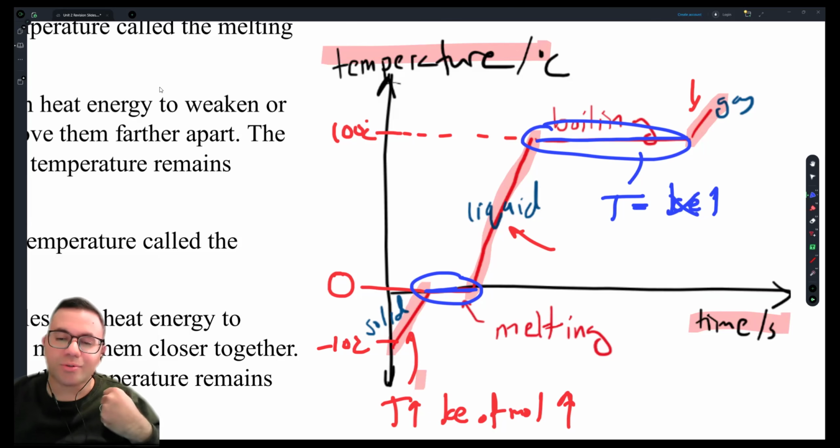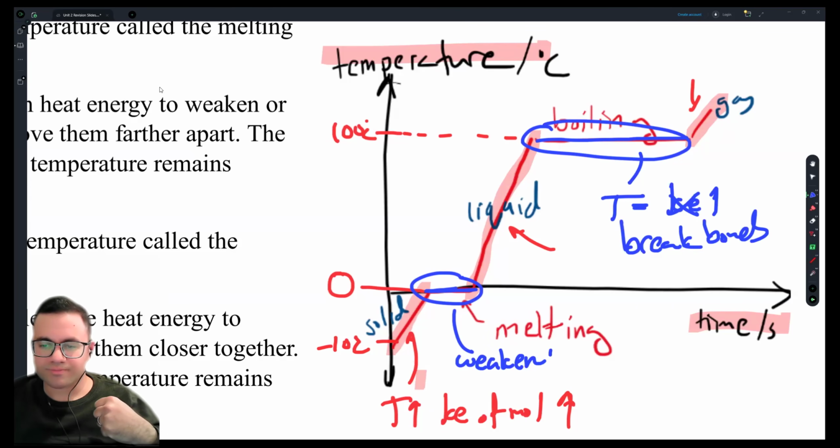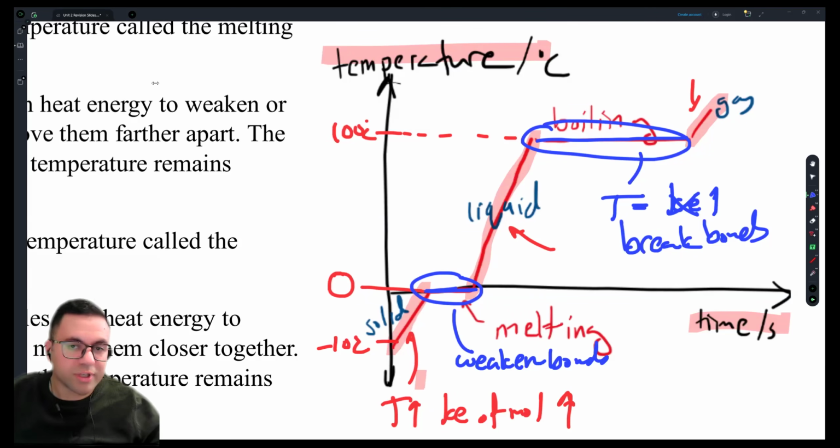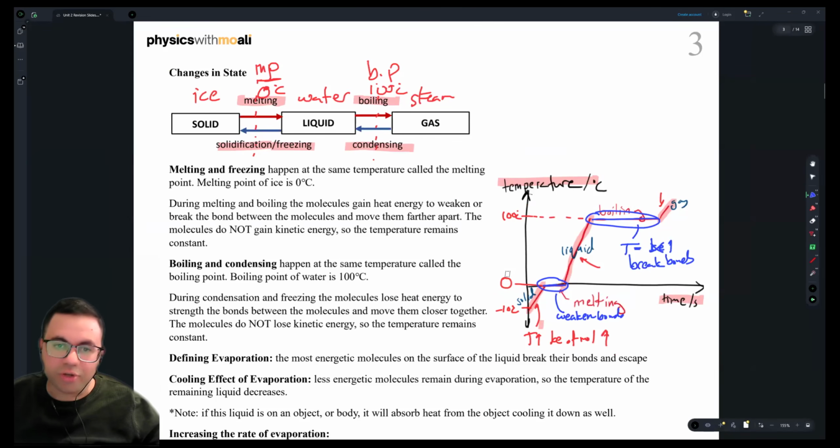The energy absorbed is used to weaken or break the bonds between the molecules. So during the melting process and the boiling process, the energy absorbed is not used to increase the kinetic energy, it is used to break the bonds between the molecules and move them farther apart. This is why the temperature stays constant during melting and boiling. Okay?